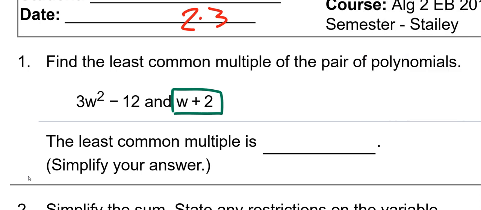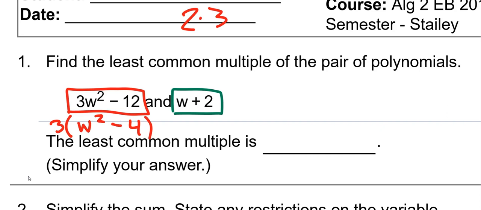So what are you going to do to factor this? What can you pull out? You can pull out a GCF, right? That would give me w squared minus what? 4. But is that something that can be factored further? Yes. Okay, what does it break down into? W minus 2. Yep, w minus 2. W minus 2. W plus 2, right?